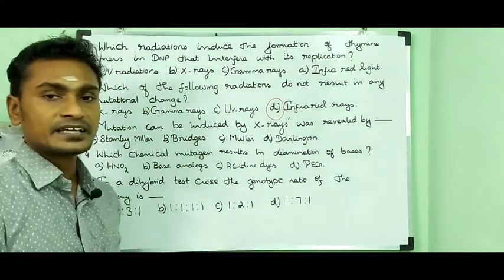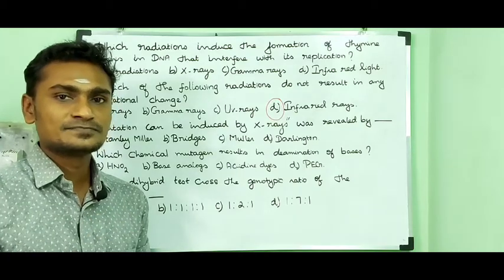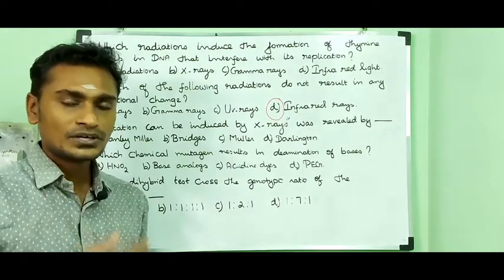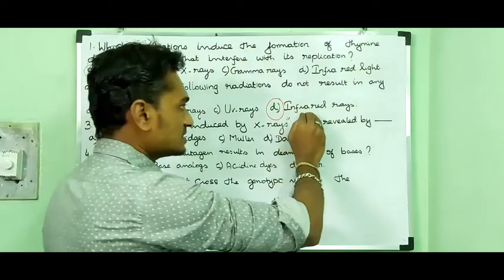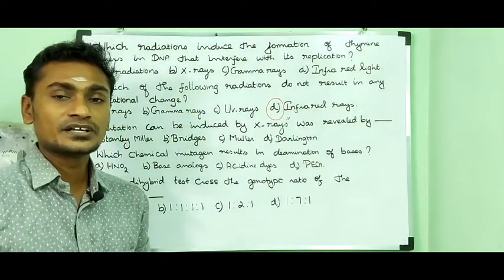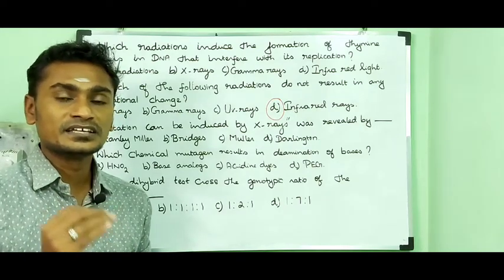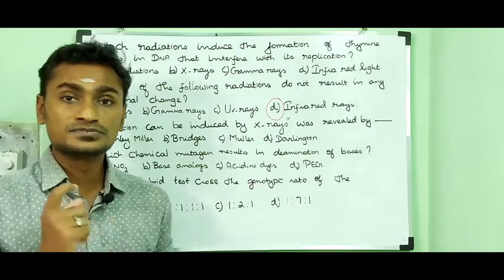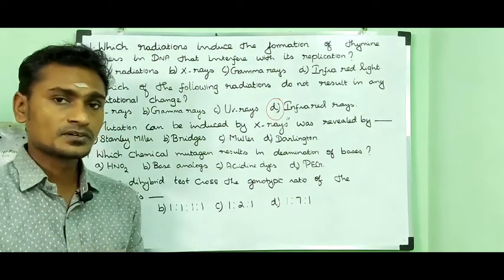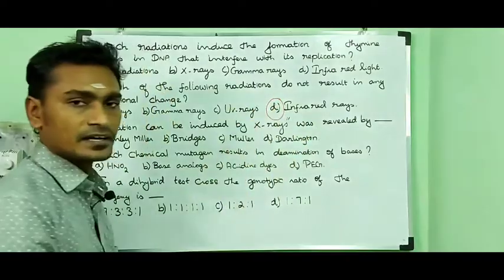Infrared rays cannot cause mutation because they possess very low energy. They are not able to break the bonds of DNA in a cell. So option D is the right answer.